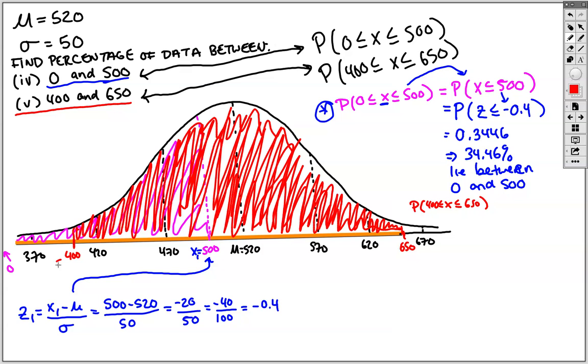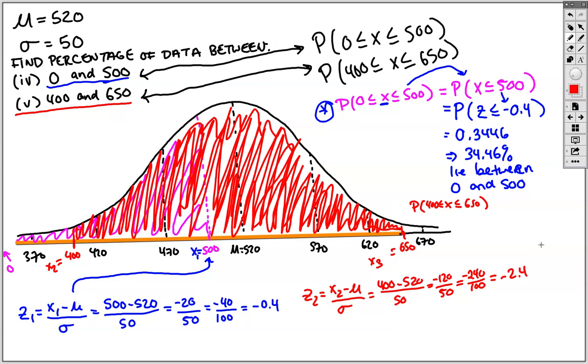So I'm going to call this x2, and I'm going to call this x3, and I'm going to say z2 is equal to x2 minus mu over sigma. And so that's going to be 400 minus 520 over sigma, which is 50, right? And so that's going to be negative 120 over 50. And that's the same as negative 240 over 100, and that's the same as negative 2.4.